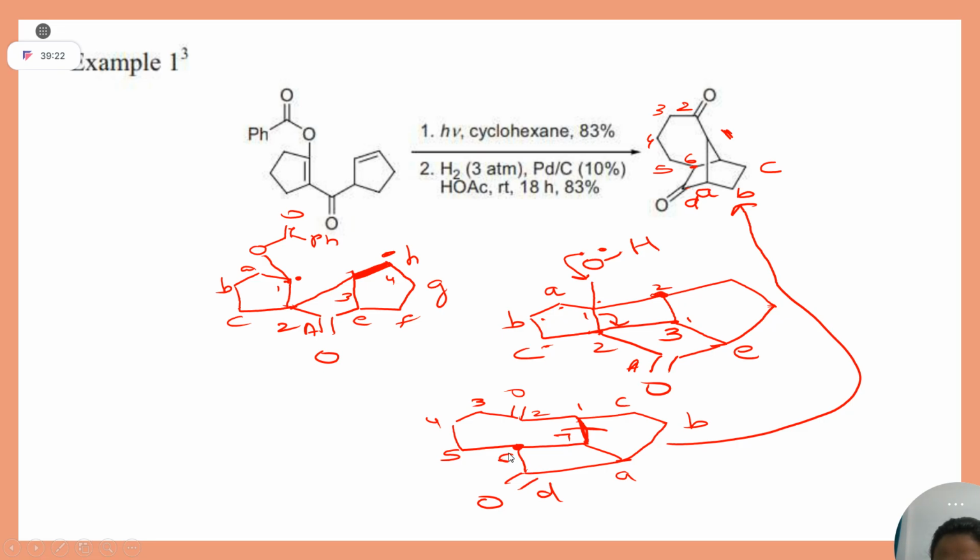Your 6 carbon is connected to carbon number D. D is connected to A. A is connected to B. B is connected to C. And C is connected to 1. And this is your carbon number 7. But C is not connected to carbon number 7. So somewhere we have made a mistake here. C is correct. Yes.